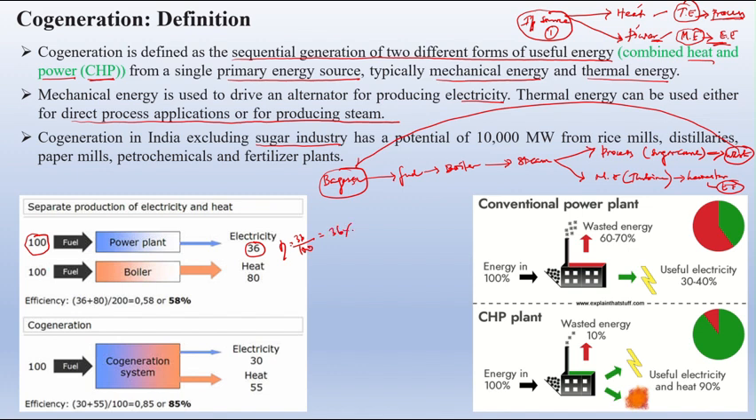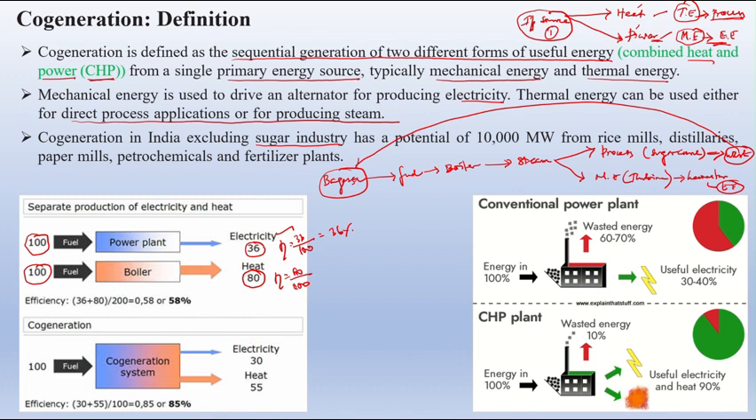Here, this is for electricity generation. And second, 100 kg of fuel is used to produce 80 percent heat. Here the efficiency is equal to 80 by 100. So, consider the case of the sugarcane industry.